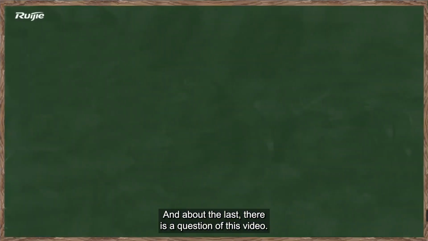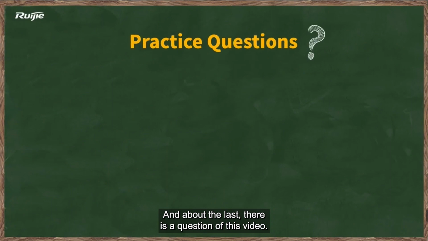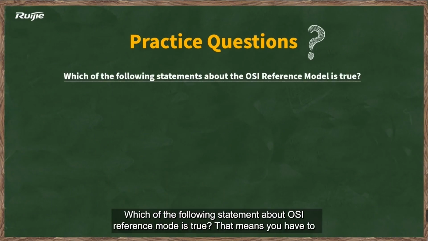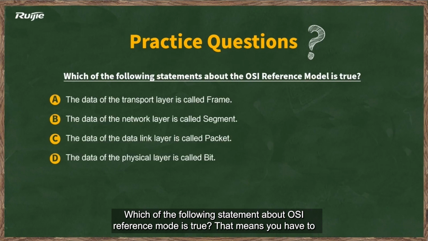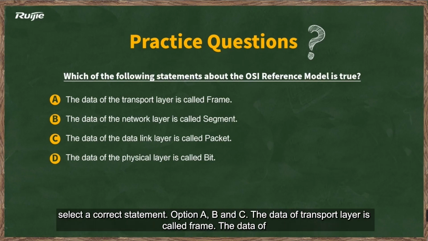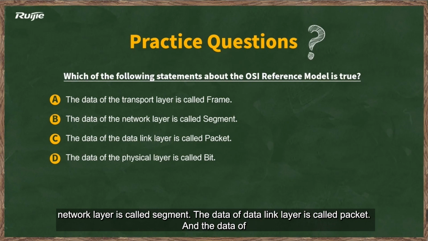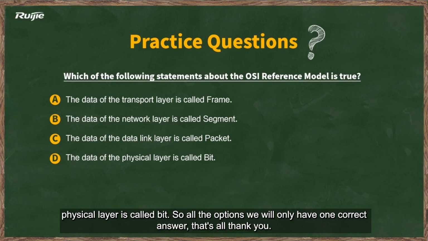And lastly, there is a question for this video. Which of the following statements about the OSI reference model is true? That means you have to select the correct statement. Options A, B, C: the data of the transport layer is called frame; the data of the network layer is called segment; the data of the data link layer is called packet; and the data of the physical layer is called bit. So among all the options, only one is correct. That's all. Thank you.